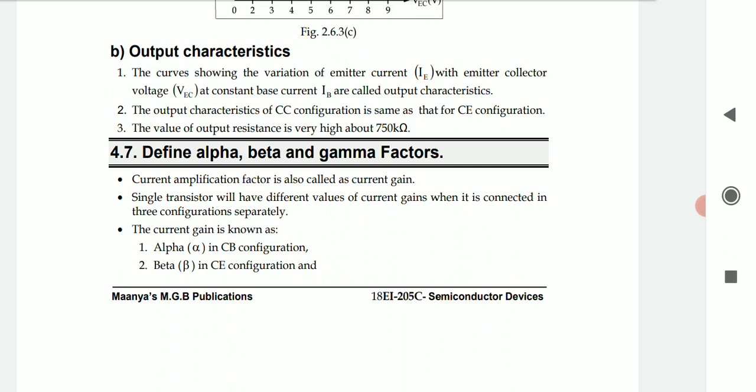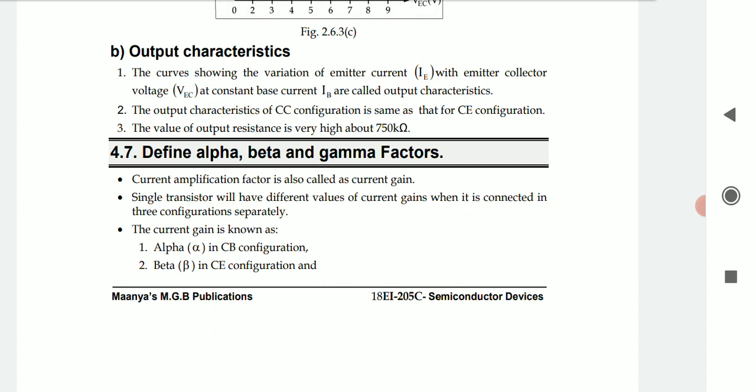Today we are going to discuss a very important topic from transistors, that is alpha, beta, gamma factors. Alpha, beta, gamma factors are the current amplification factors of different transistor configurations, which are common base, common emitter, common collector respectively.